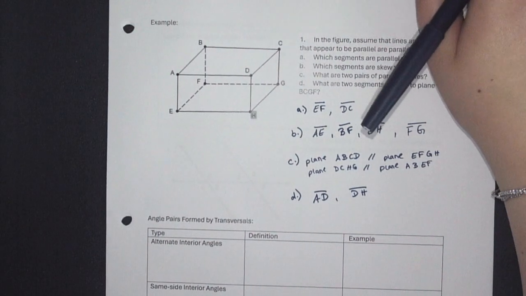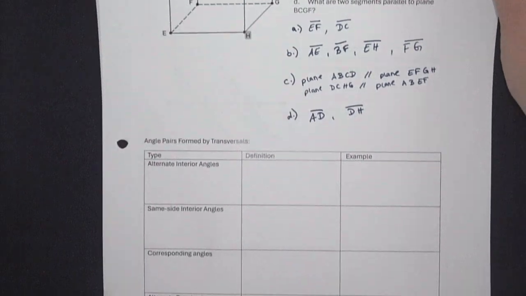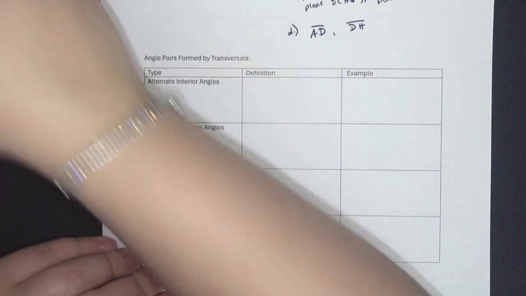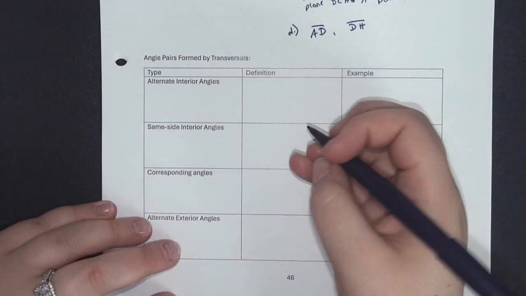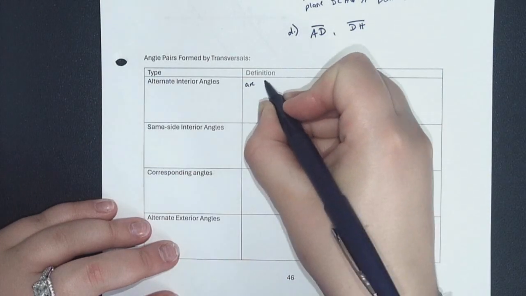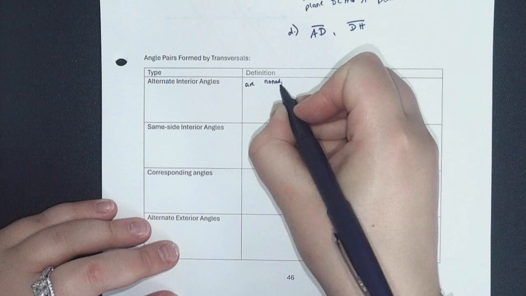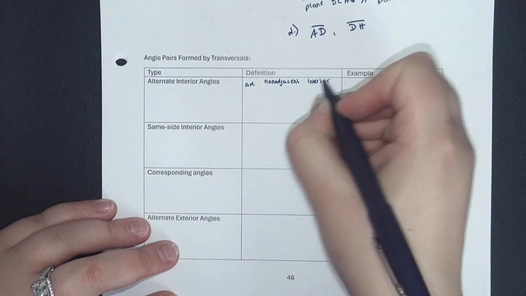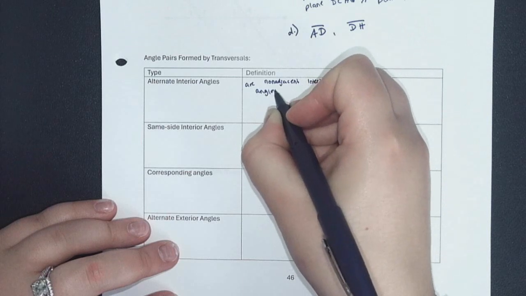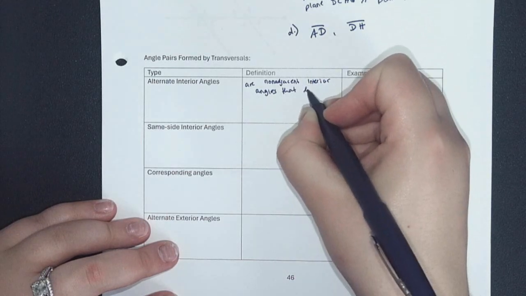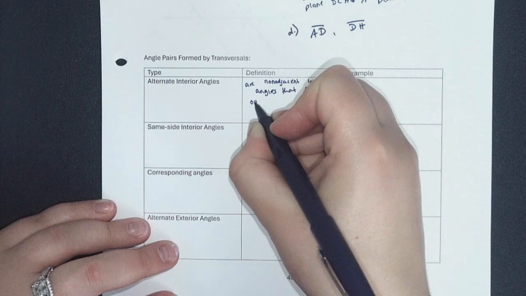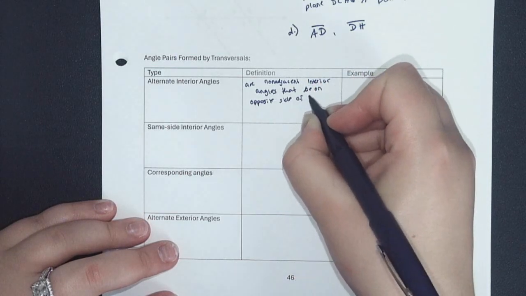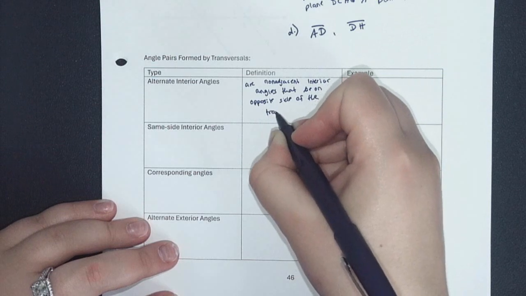Alright, and then we're going to look at some angle pairs that are formed by transversals. So we have alternate interior angles. These are non-adjacent interior angles that lie on opposite sides of the transversal.